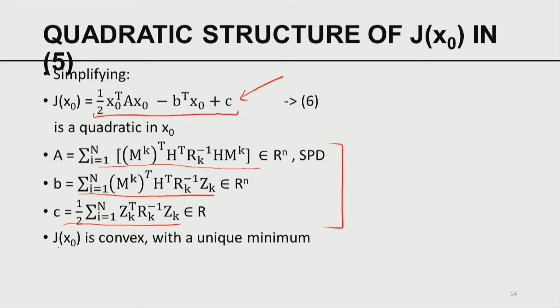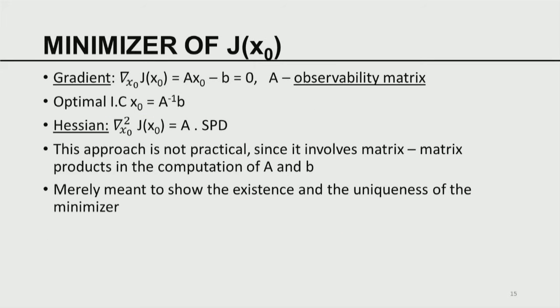If A is symmetric positive definite, J of x naught is convex. If J of x naught is convex, again from basic optimization theory, we know the unique minimum exists. I can compute the gradient, which is equal to A x naught minus b, and that is equal to 0. So I get the optimal x naught to be A inverse b. The Hessian is essentially A, which is SPD. So I have essentially solved the problem, and I have computed the form of the solution. The optimal initial condition is given by this.